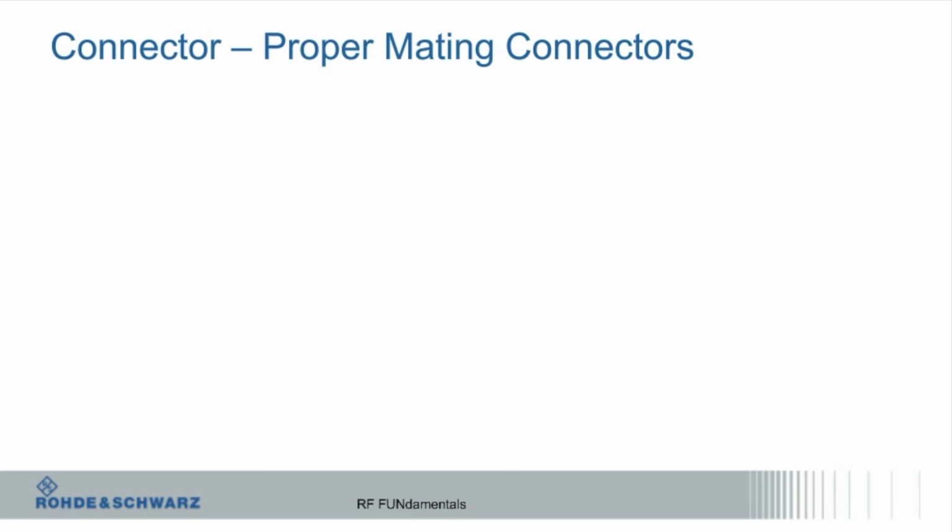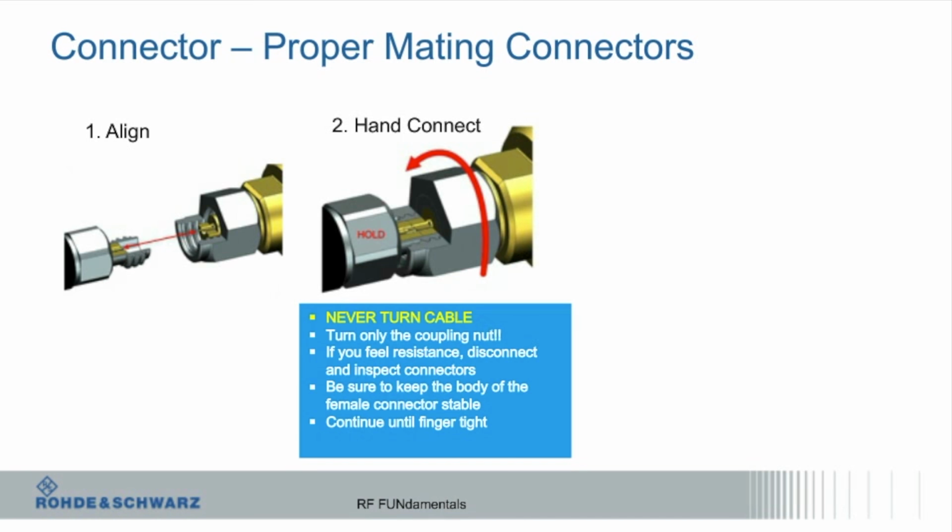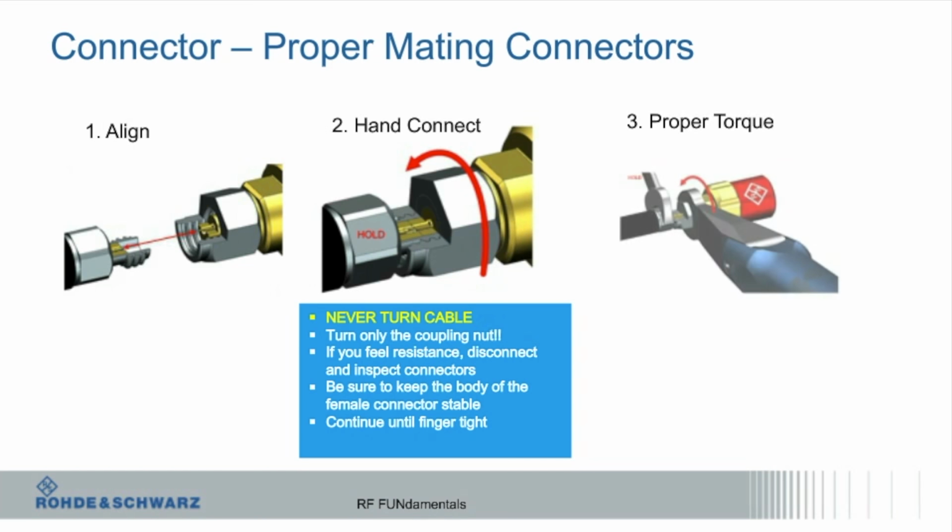So align it. You'll find, obviously, when you connect these things, you can put it in crooked, and it won't thread. Hand connect, so start turning this guy, not this guy. And if you feel resistance, like it's not connecting properly, then stop and back up. What I often do is, when you connect it, if you start going backwards, you'll feel a little click, and then you go forwards, and then it'll go in. Okay, and then torque it.